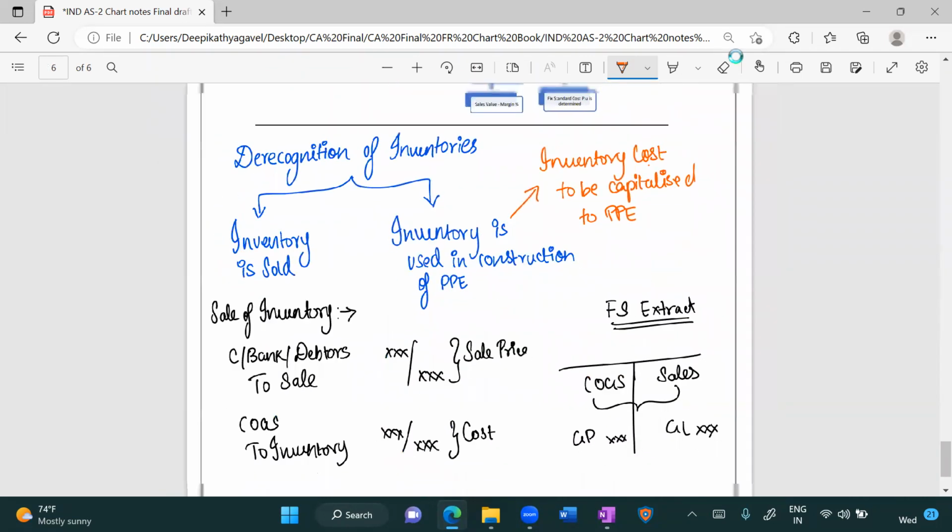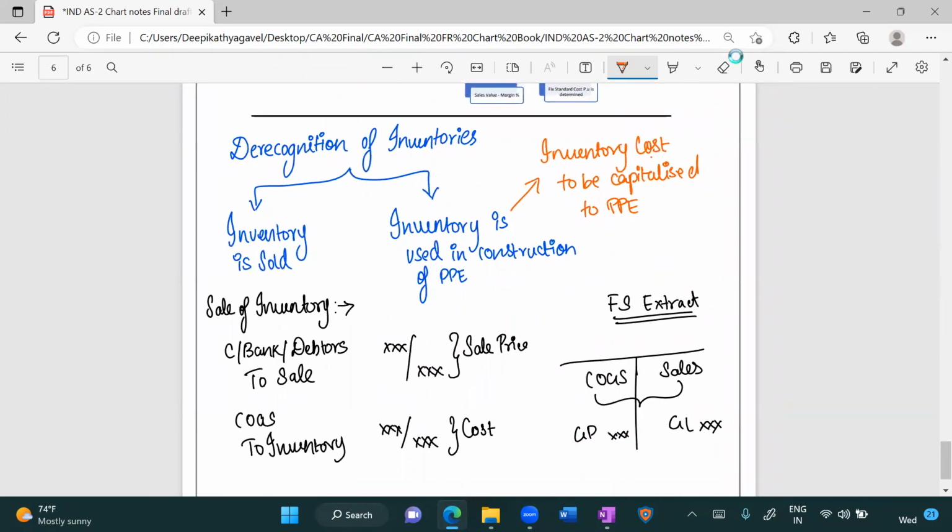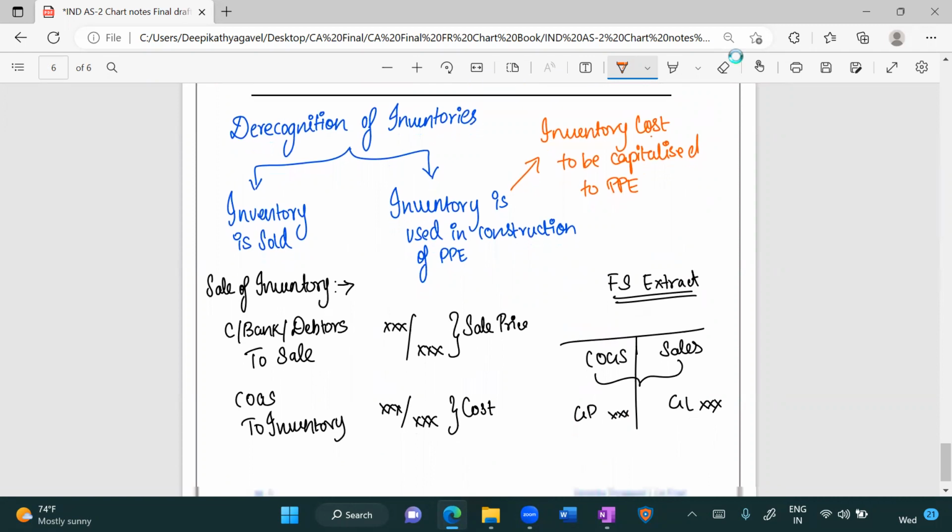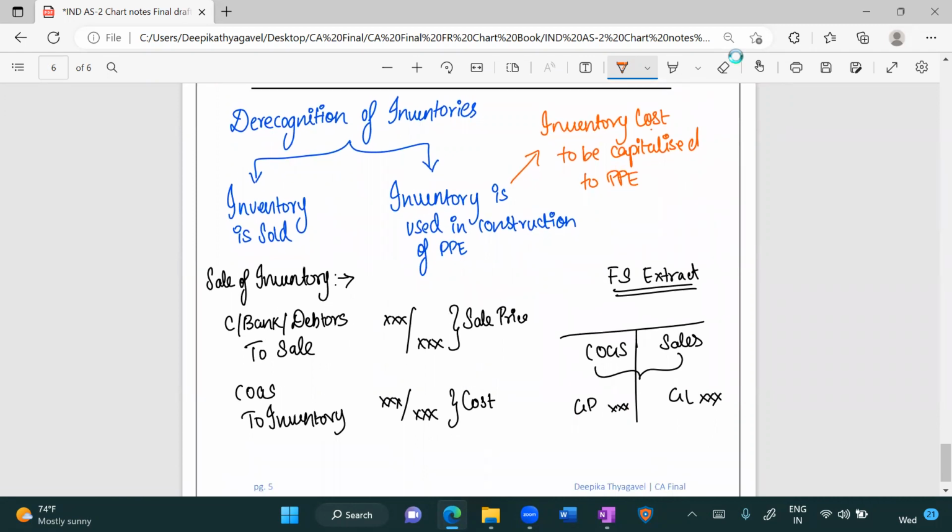Next comes the derecognition of inventory. How will derecognition of inventory happen? Once the inventory, your raw material, has turned into your finished goods, the inventory is being sold, then what entry will you pass? Will you pass bank to inventory? No, right? So what entries will you pass? First, your sale entry will be there, right? Your finished goods is getting sold, so your sale entry will be there. So either cash, bank, or debtor to sale. That's what I've passed here, right?